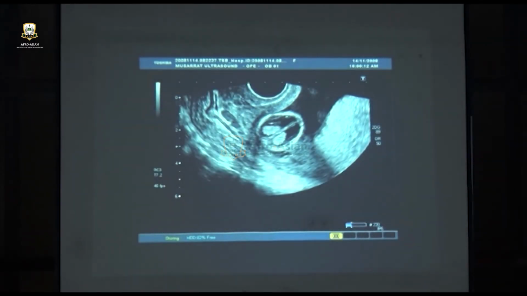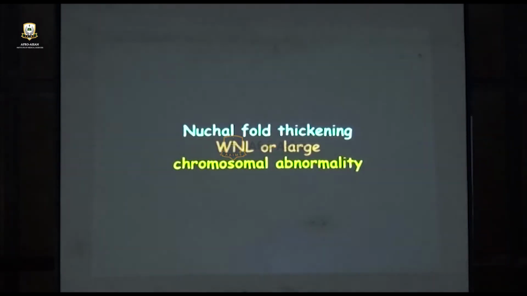When we start to measure the nuchal translucency, we don't measure the CRL after 12 weeks. We measure the BPD because by that time BPD is well versed and everybody can see a beautiful image. What about nuchal fold thickening? What is within normal limits and what is large? And large means underlying chromosomal abnormality.